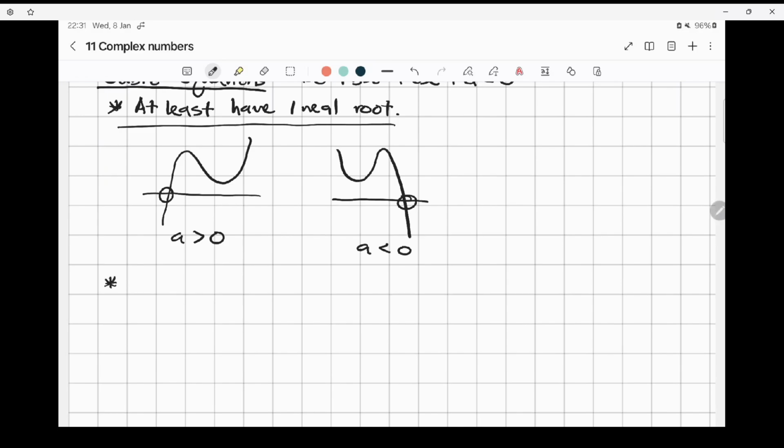The second point is that whenever you have complex roots, they must come in conjugate pairs. So like these two examples, basically you have one real root and one complex conjugate pair.